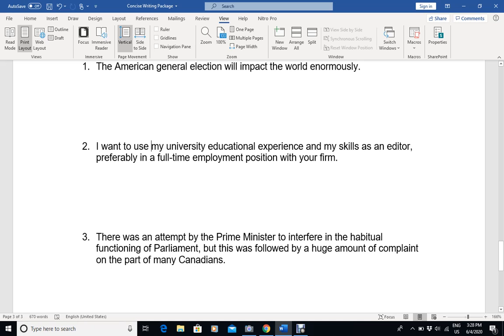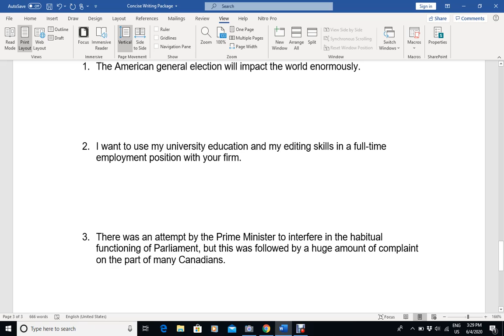And now think about this. "My university educational experience." Well, again, we're using the most indirect way of explaining this idea as possible. So instead, we can just say, "I want to use my university education and my skills as an editor." Well, we can maybe make that a little bit clearer, a little bit more concise, and just say, "and my editing skills."